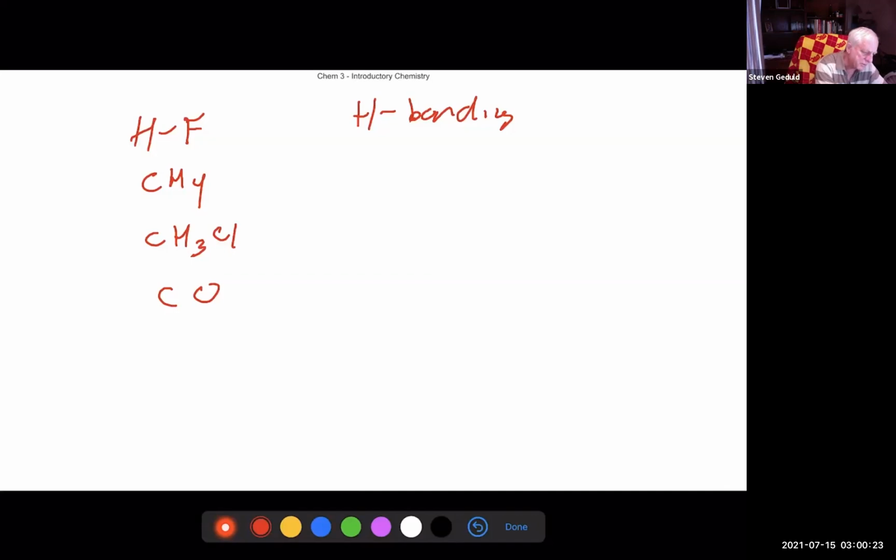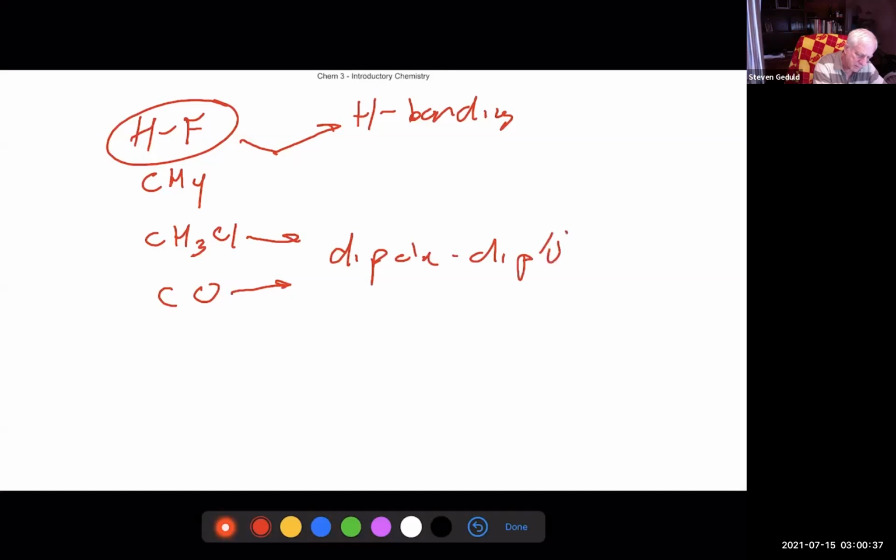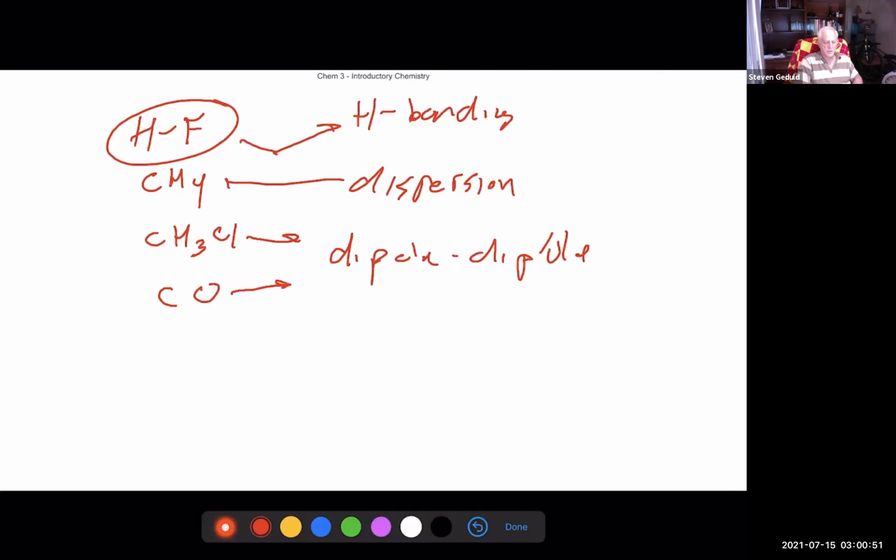Okay, this one is hydrogen bonding right here. This one is polar, so both these would be dipole. And this one is dispersion, London forces. So the top one's hydrogen bonding. The CH4 is just dispersion, that's a hydrocarbon. And the others will have a dipole because they have polar bonds. I think that's what it's asking. Classify each substance based on the forces present in the substance.